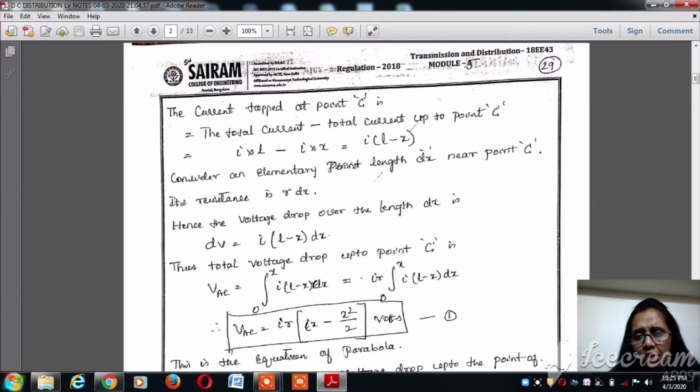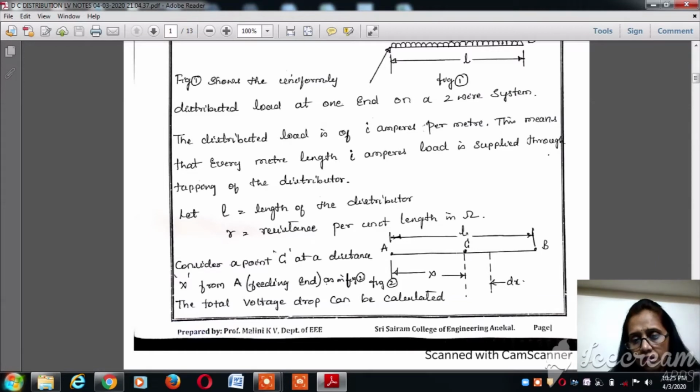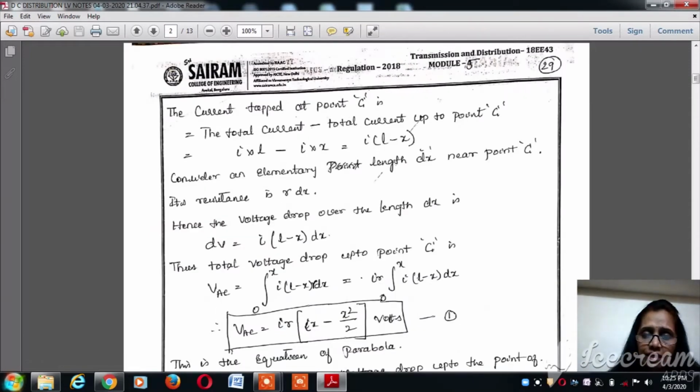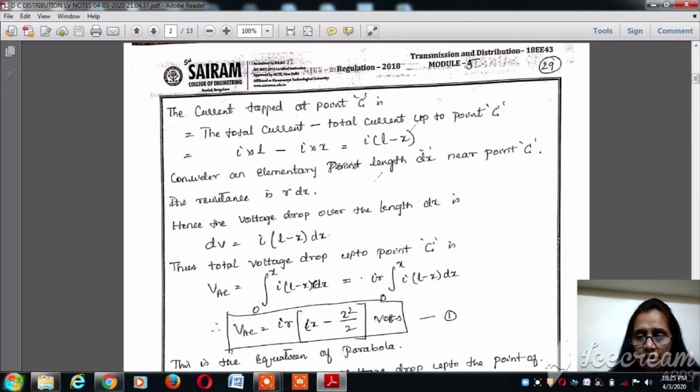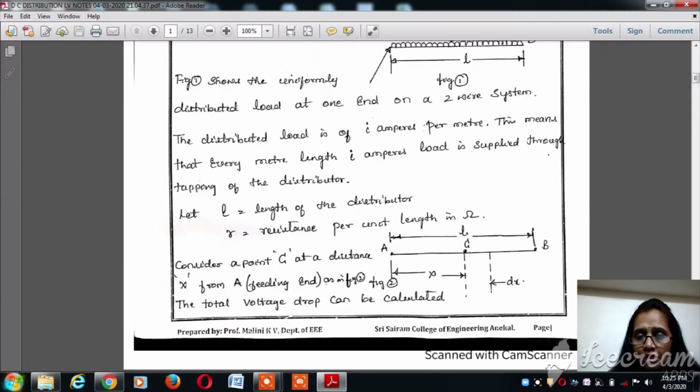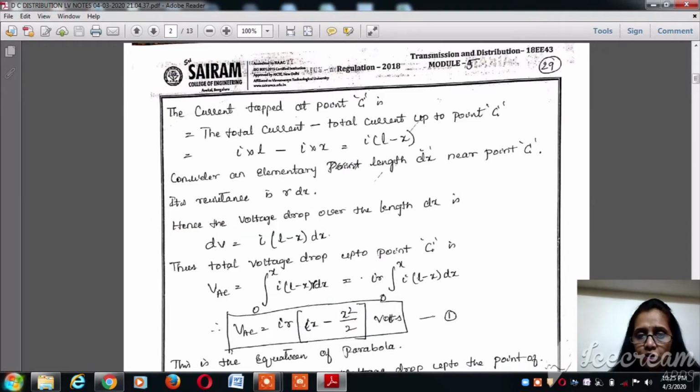That means if we apply Kirchhoff's current law, if the feeder is at the point A, then whatever current is tapped at the point C will be the outgoing current, and whatever current is fed between A and C is going to be the incoming current. So we understand that the current tapped at the point C is the total current minus the total current up to the point C. Since the total length of the distributor is L, we can say I into L minus I into x, that is equal to, when we take out the common I, I into (L minus x).